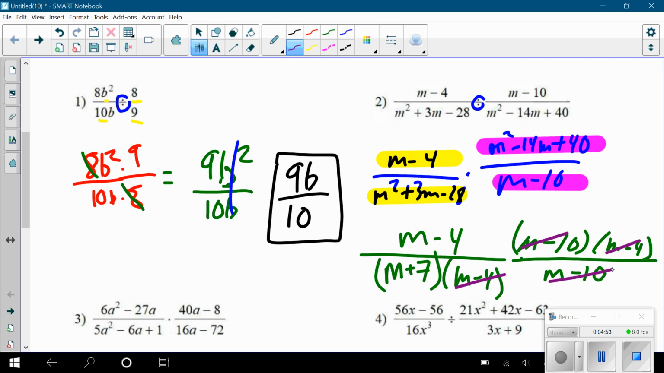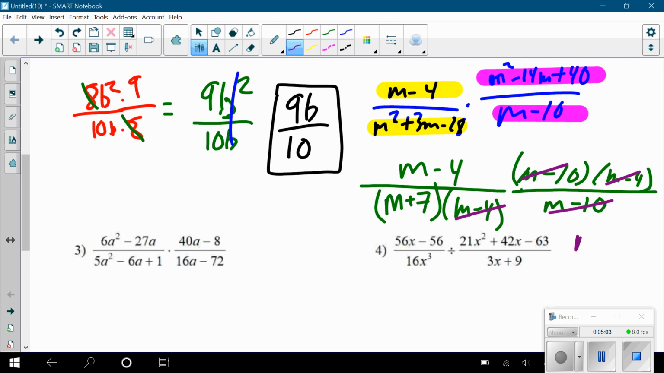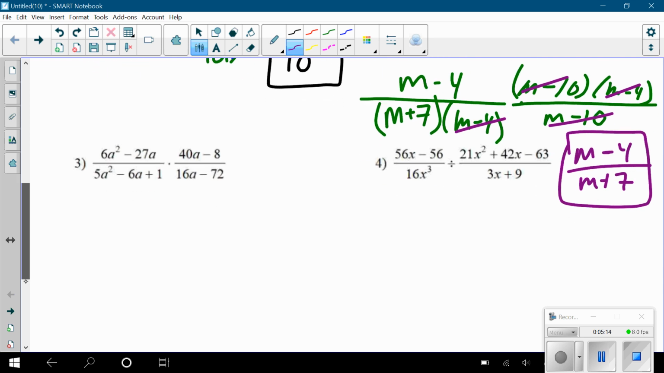Again, it only crosses out if it's completely identical. So don't be like, oh, and those M's cross out. No, only if it's completely identical. What I'm left with is m minus 4 on top and an m plus 7 on the bottom, and that is my answer. Okay?